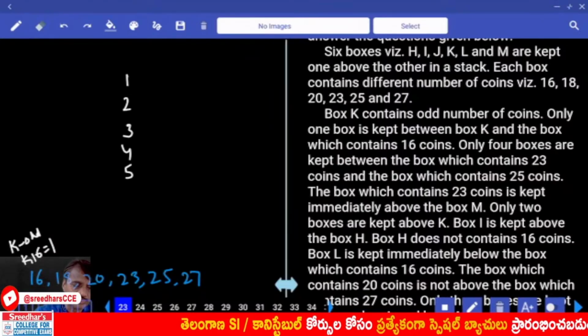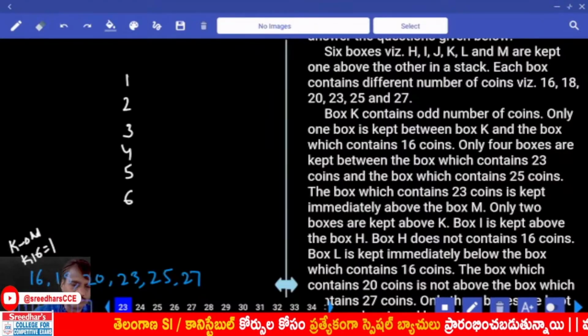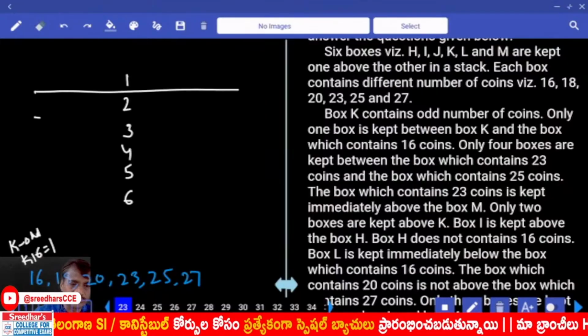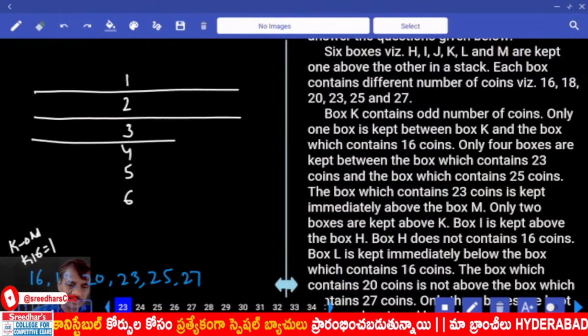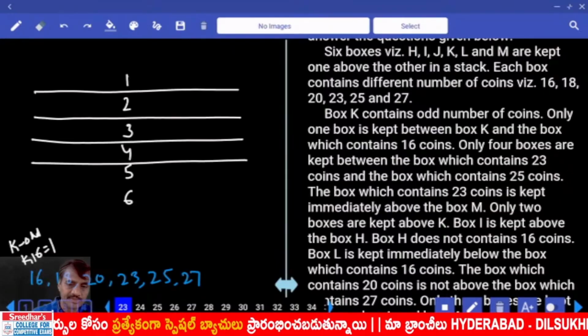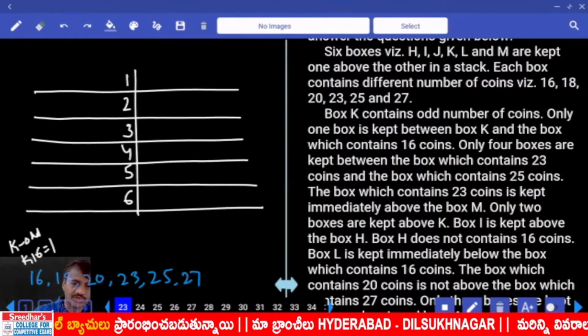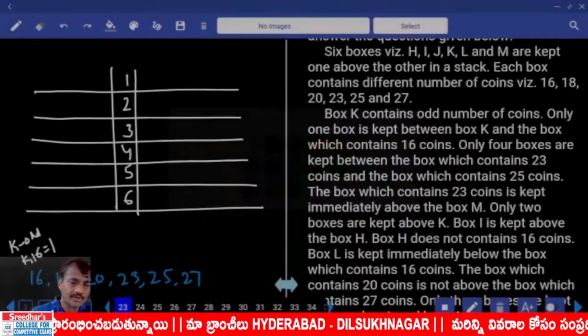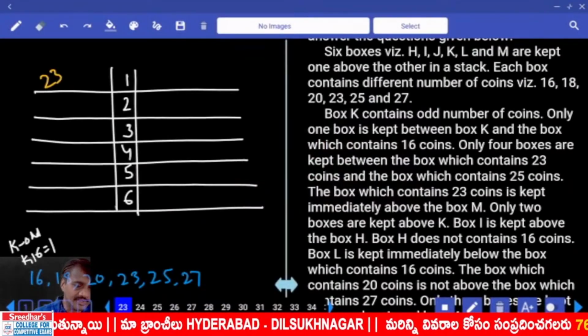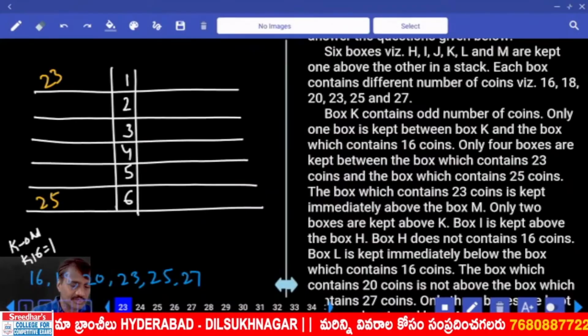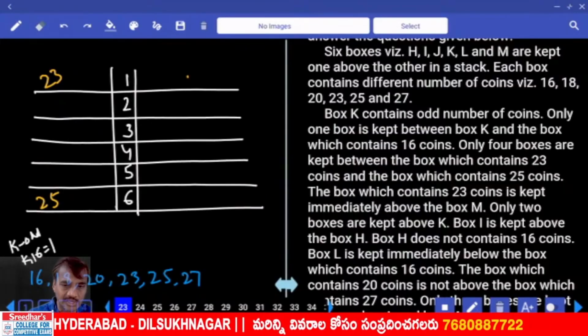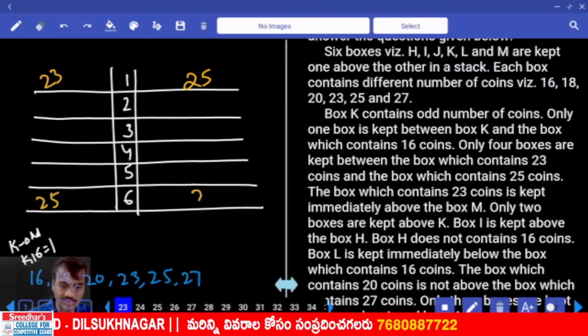Then how many possibilities do we have? Two possibilities. What are those two? Either 23 is on the top and 25 at the bottom, or 25 at the top and 23 at the bottom. These are the only two possibilities for this. If 23 is here, then 25 will be here. Or if 25 is here, then 23 will be here.